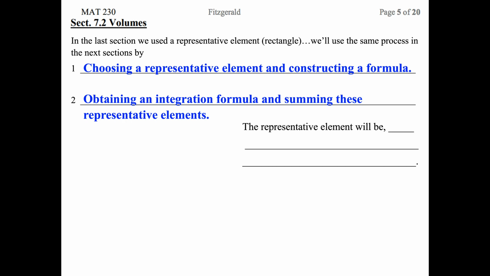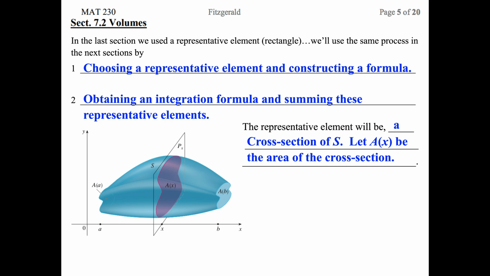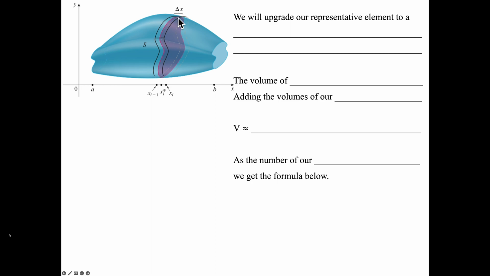So obtaining an integration formula and summing these representative elements up, the representative element will be a cross-section of S. Let A of x be the area of the cross-section. Before, this would be like your rectangle, but now this is a cross-section representing the area of that region. And just like we integrated the rectangle, we're going to integrate this cross-section. If we give that cross-section a little width, we'll call it delta x.